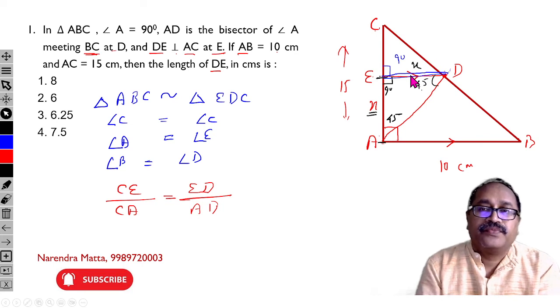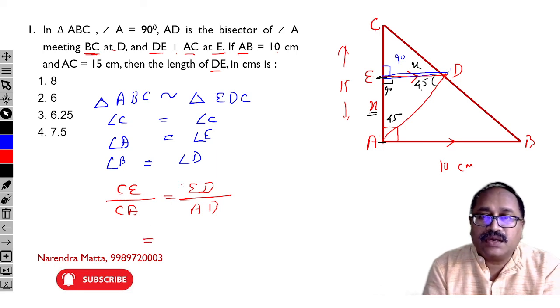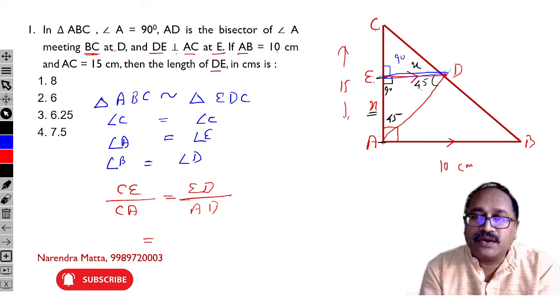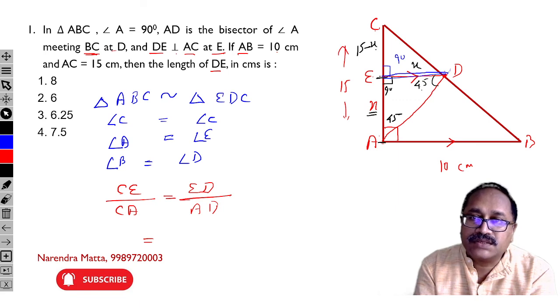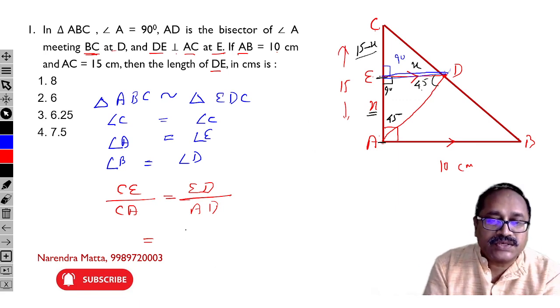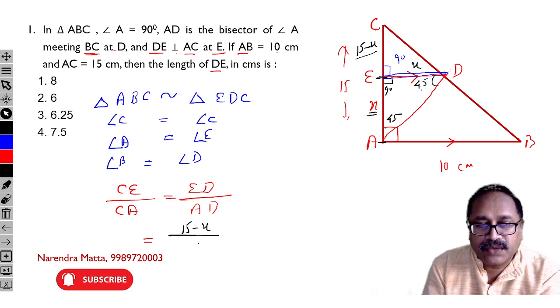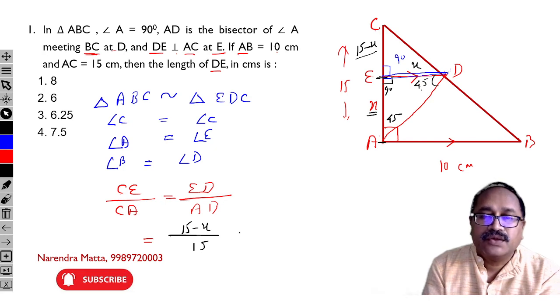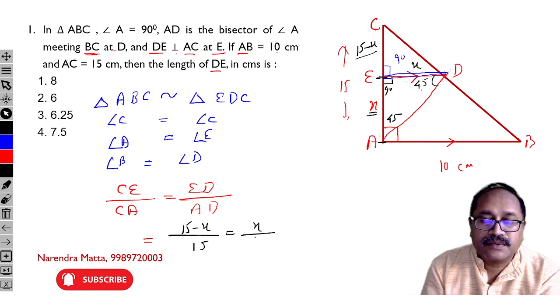Let's move forward now. CE total is 15, out of which AE is x. Then I will take CE as 15 minus x. So that is 15 minus x by 15, AC, which is equal to ED. The ED I consider as x, so x by 10, AB.